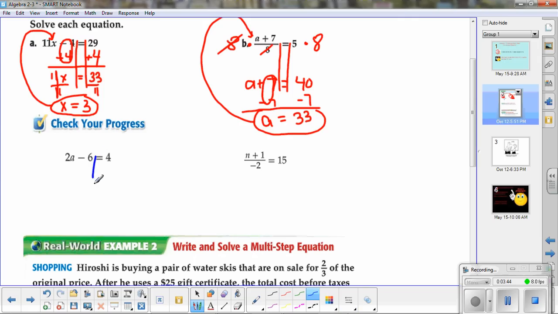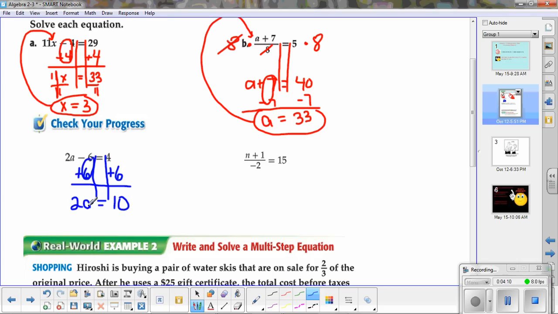All right, draw your train tracks. Now to get the A alone, we have to first get rid of this minus 6. To get rid of the minus 6, we're going to add 6 to both sides. This negative 6 plus 6 is 0. So we're left with 2A on the left and 4 plus 6 on the right. 4 plus 6 is 10.